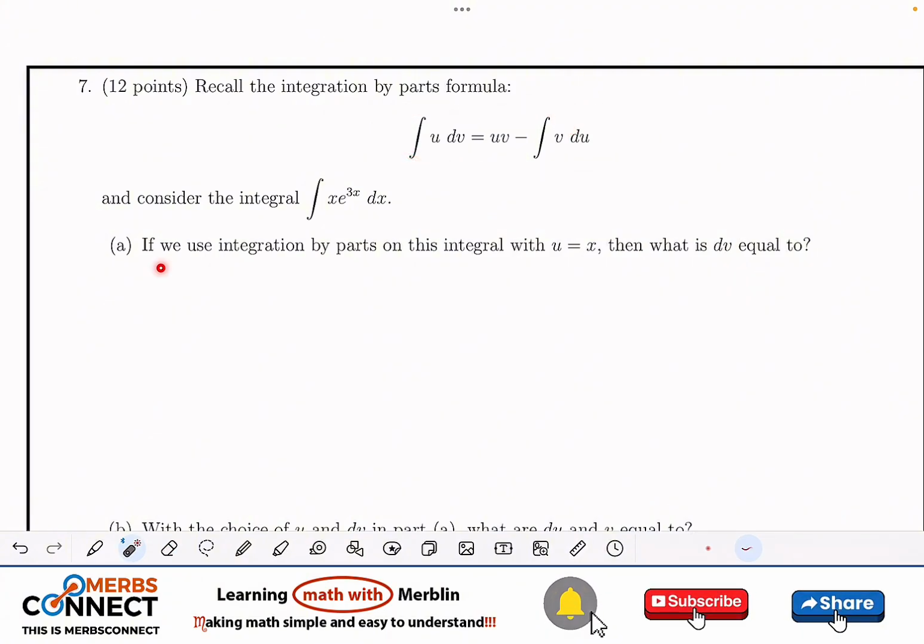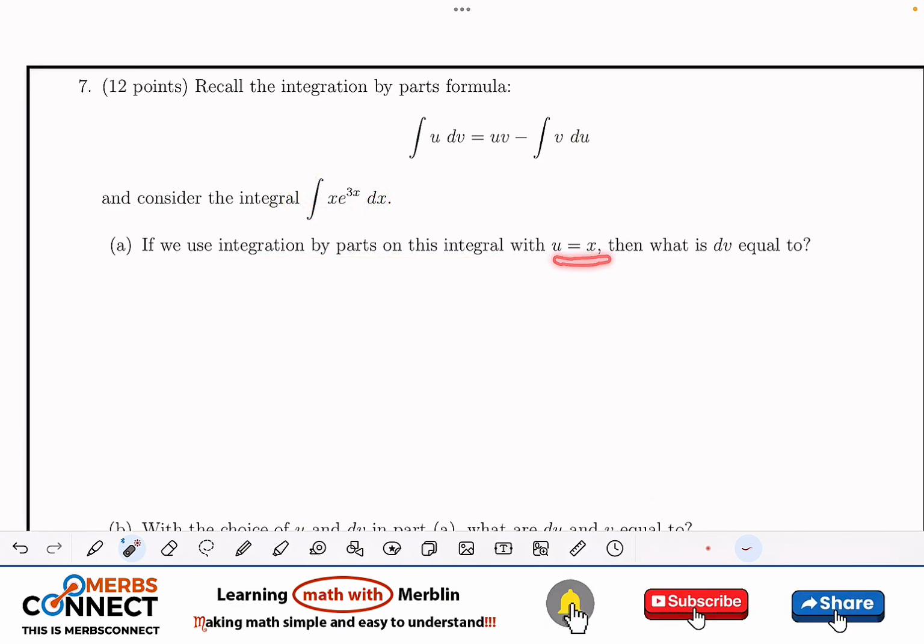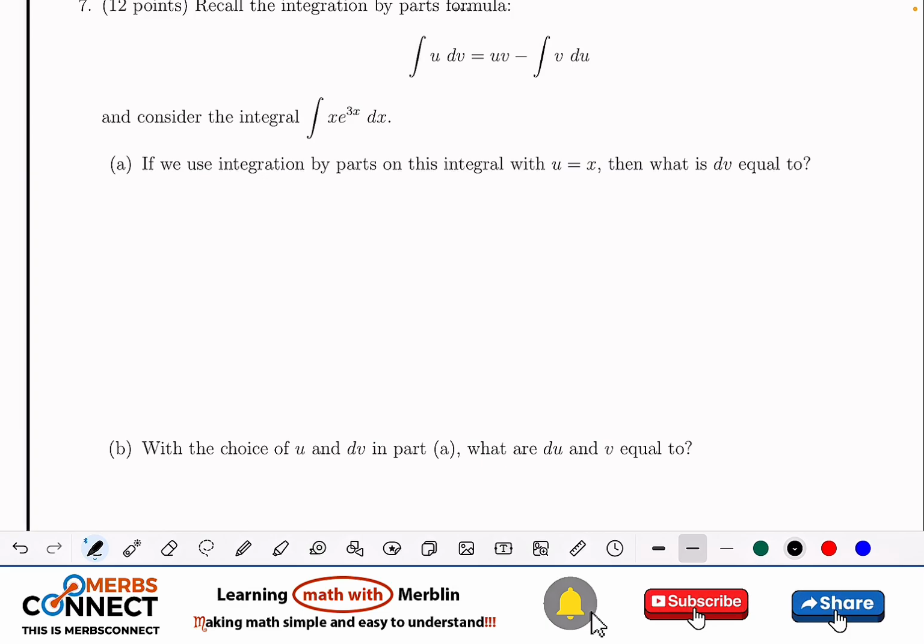Now, the question is, if we use integration by parts on this integral with u equal to x, then what is your dv equal to? This is very simple. Let me write something here so that we can compare it. I'll write the integration here, and then I have my x e^(3x). Let me write it boldly down here. We have the first part of the integration by parts, which is u dv, and then the integral that we are working with is x e^(3x) dx.